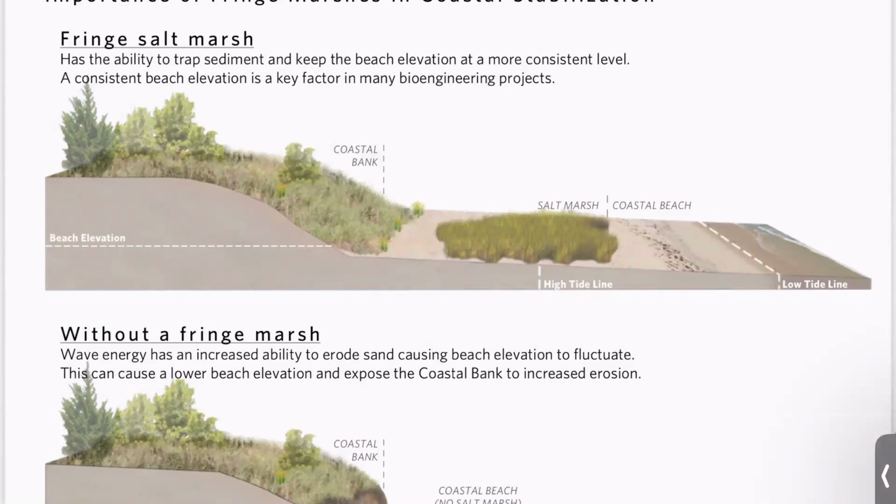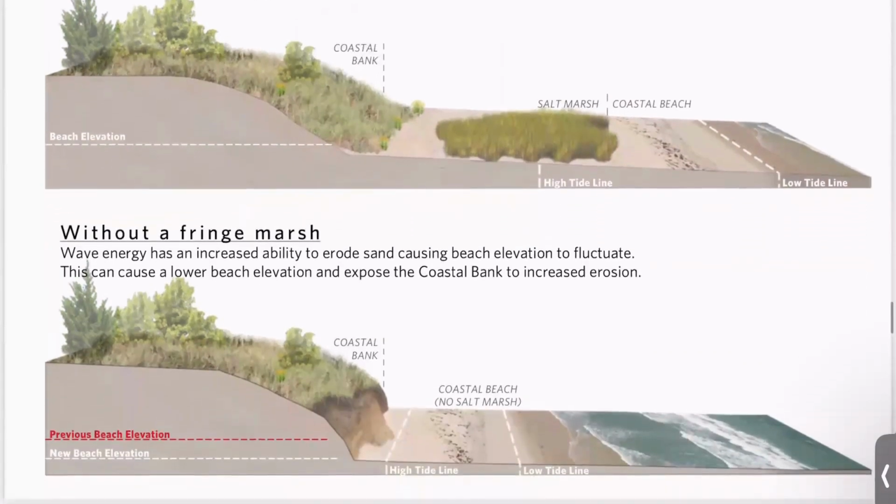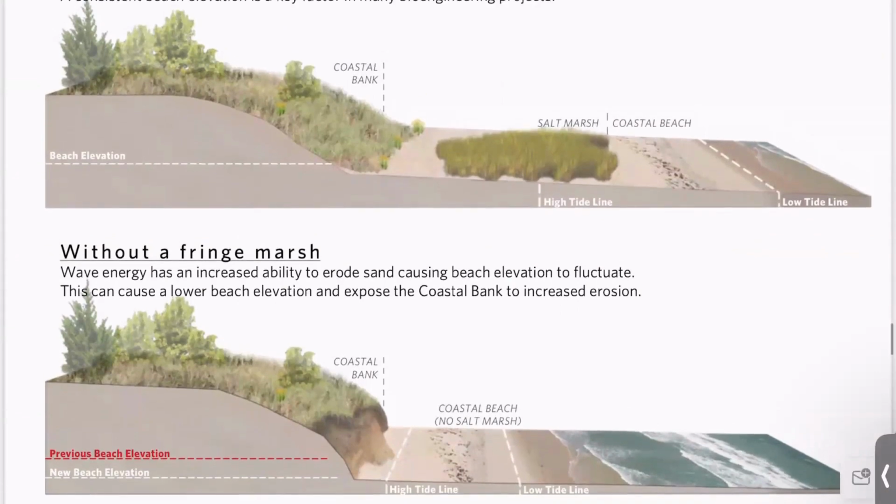And then that salt marsh plays that important role of protecting the beach area and the bottom of the coastal bank. So if you lose your fringing salt marsh that's illustrated in the upper slide, then you tend to get what's illustrated here in the lower slide.